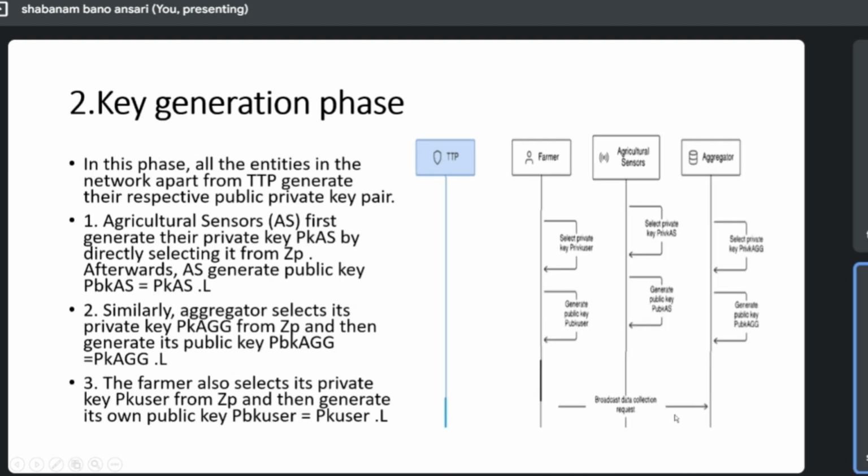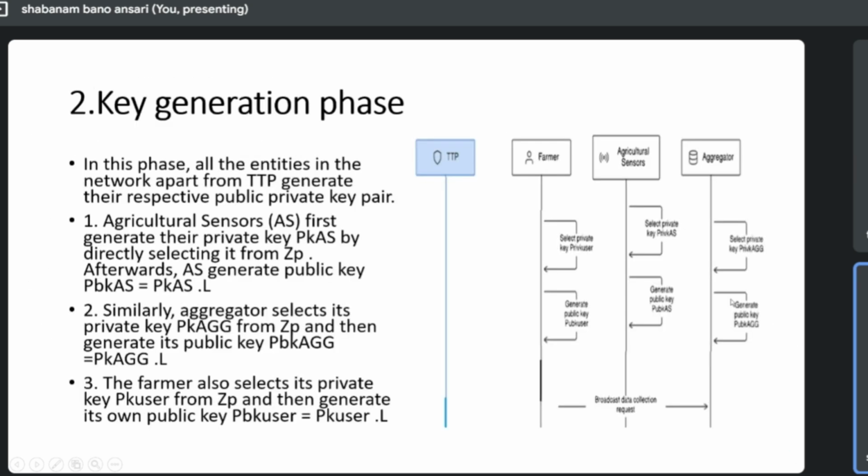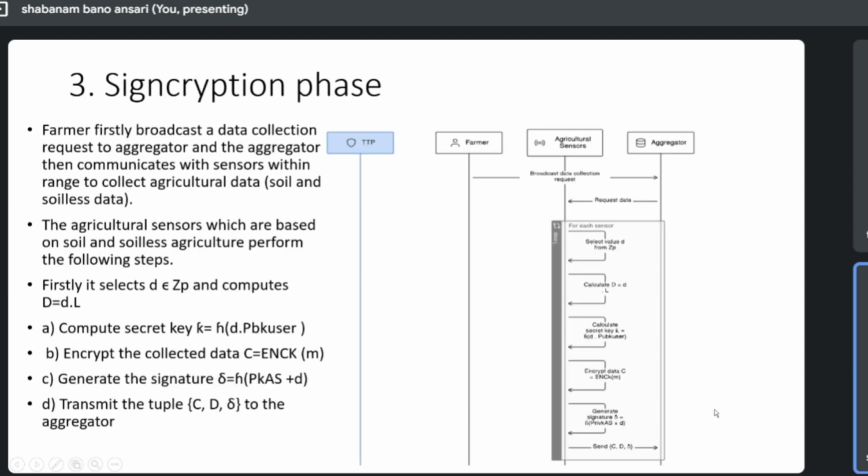It will go in the next step. See here, first of all, everyone will generate the key. I made a modification in that because it was very lengthy. It was showing some point here, some point here, some point here. Because it's a key generation process, everyone can independently generate the key, so I put the key generation at the same level. So it fits in this PPT. Then see here, the farmer broadcasts a data collection request to the aggregator. Then here is the encryption operation.